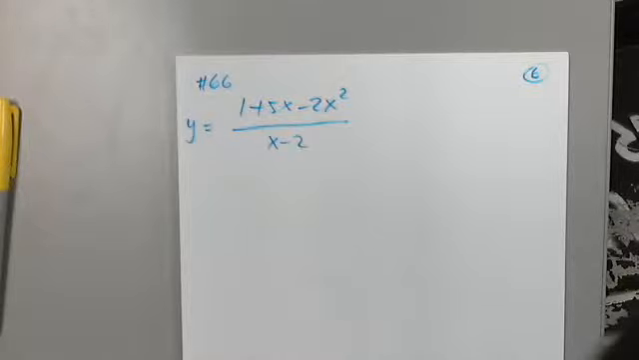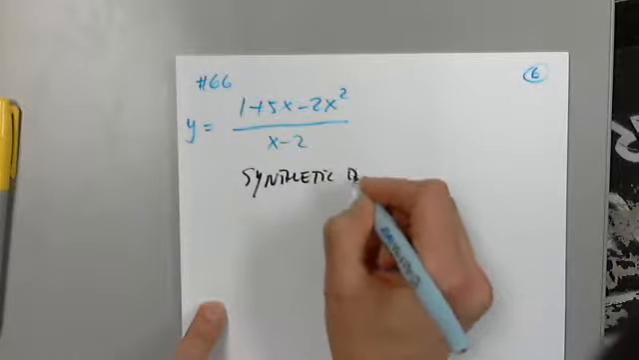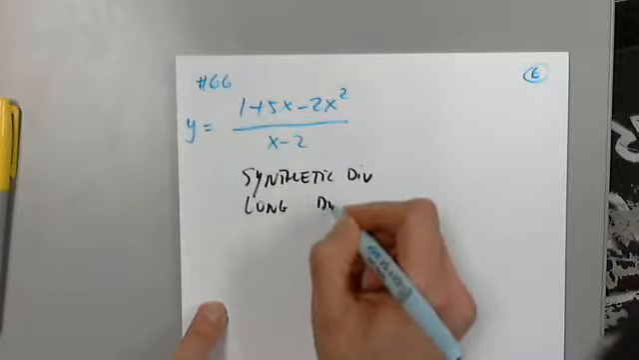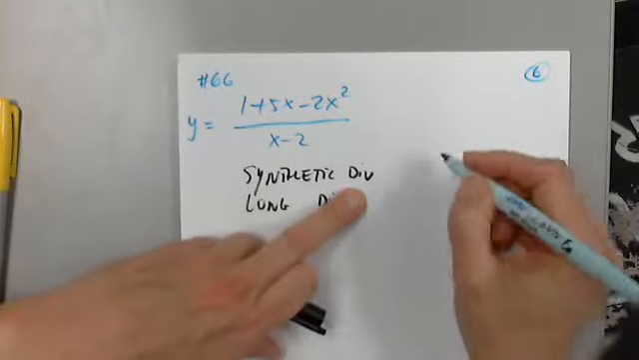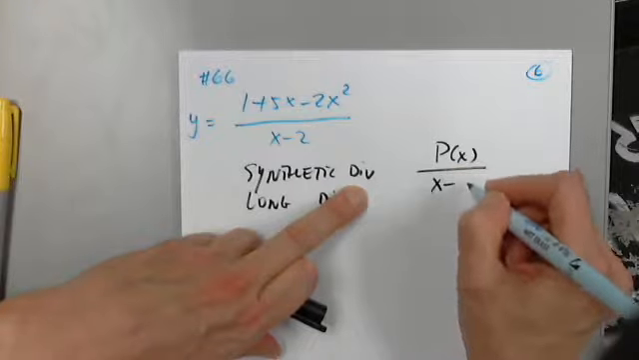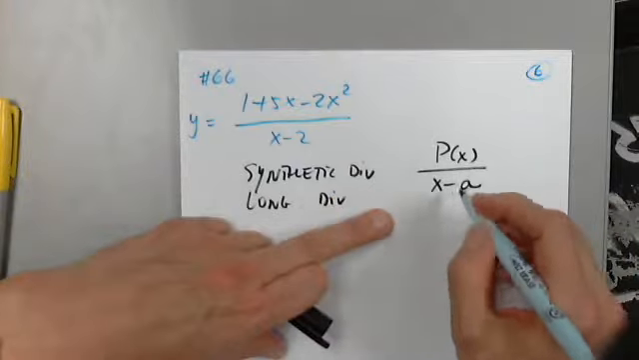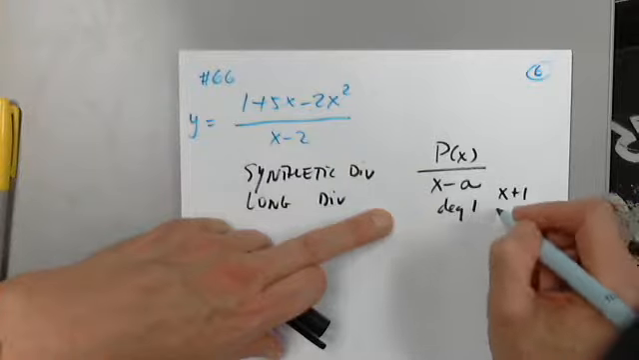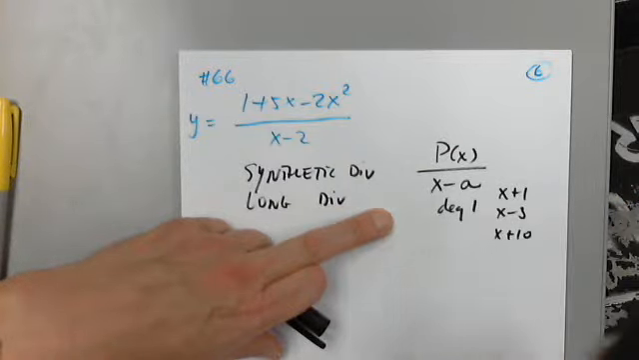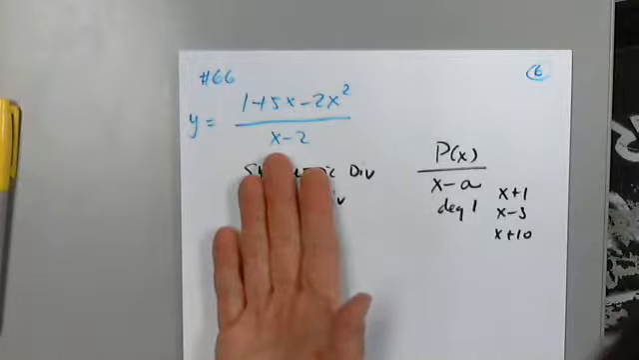I have two options here. I can use synthetic division or long division. This is not always the case. Synthetic division can be applied only when the denominator has degree 1, whatever polynomial you have at the top, for example x plus 1 or x minus 3 or x plus 10, something like that. So in this case, we can use synthetic division.